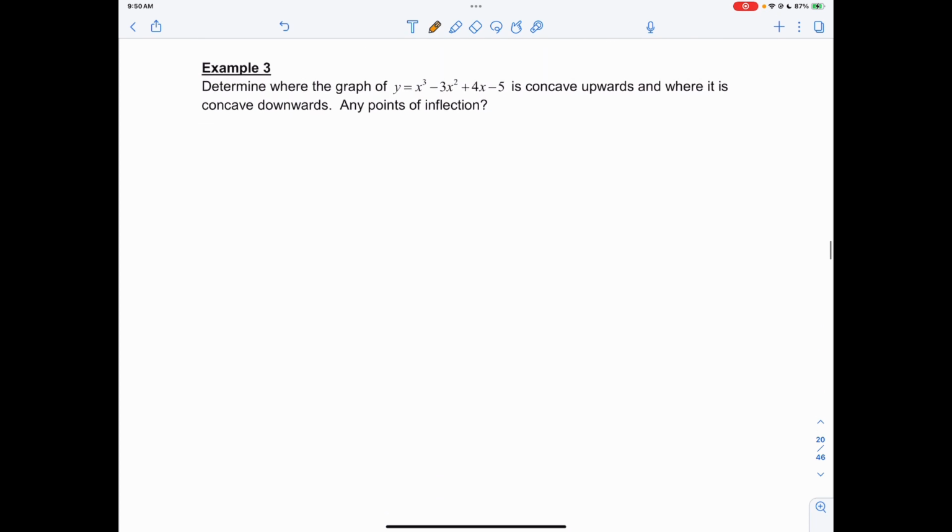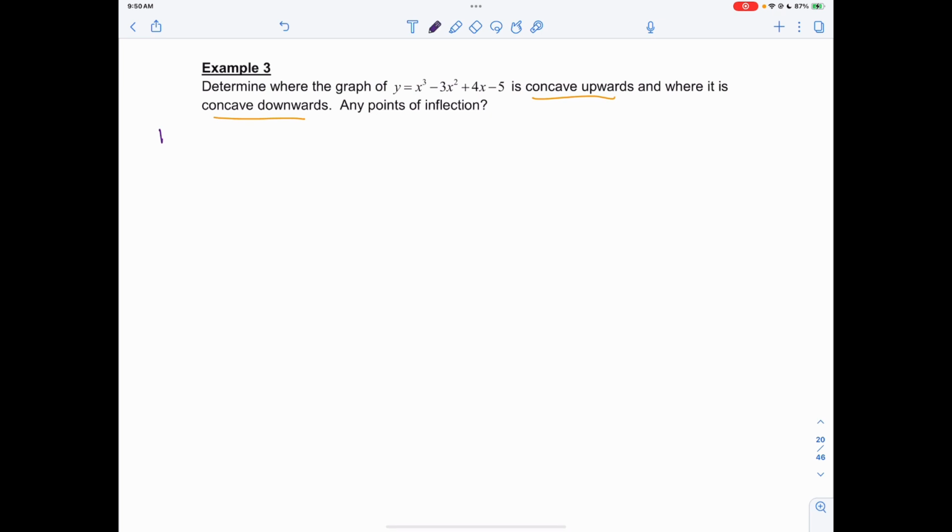So for example 3, determine where the graph of y is equal to x cubed minus 3x squared plus 4x minus 5 is concave upwards and concave downwards, and determine if there are any points of inflection.